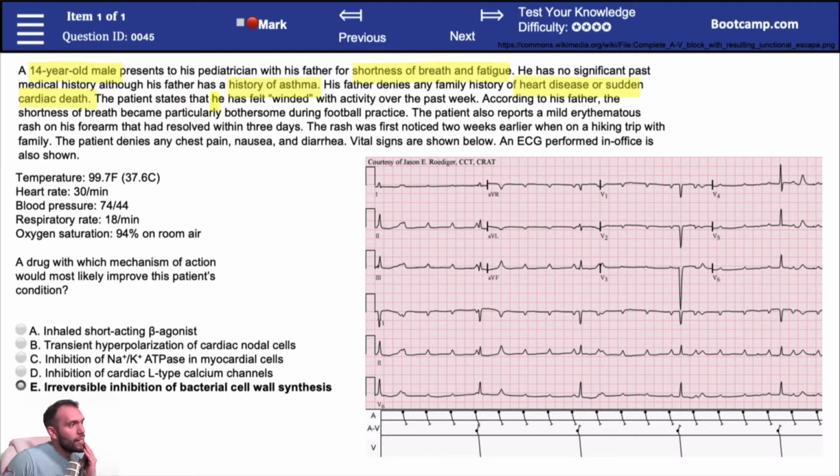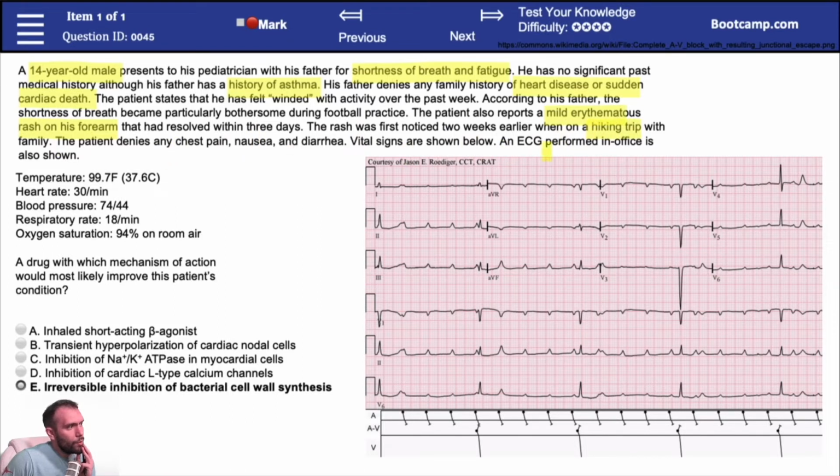The patient states that he has felt winded with activity over the past week. According to his father, the shortness of breath became particularly bothersome during football practice. So we know that it's worse with activity. The patient also reports a mild erythematous rash on his forearm that resolved within 3 days. The rash was first noticed 2 weeks earlier when on a hiking trip with his family. The patient denies any chest pain, nausea, and diarrhea.